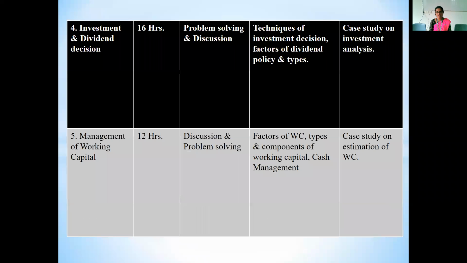Moving on to unit number 4, students, it talks about investment and dividend decision, which has been allocated for 16 hours. Again, the module involves a mix of problems as well as theory discussions. Majorly in this unit, we will be using various techniques, both traditional as well as modern, in order to find out which is the appropriate project that a particular organization should invest its money in.